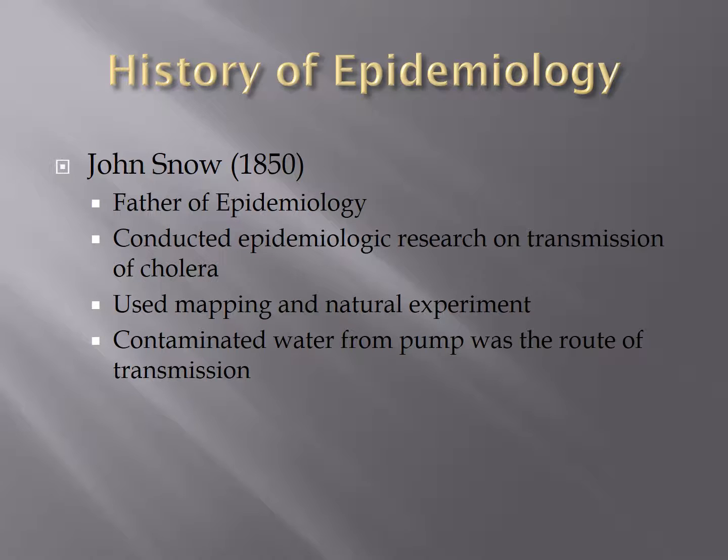Our next important historical figure in the history of epidemiology is John Snow. John Snow was best known in the 19th century. He is credited with being the father of epidemiology and for staving off a cholera epidemic. He used mapping and natural experiment, comparing rates in groups exposed to different water supplies. He discovered that contaminated water from a local water source was the mode of transmission for cholera. Cholera is a bacterial disease spread through contaminated food or water, causing diarrhea and dehydration.